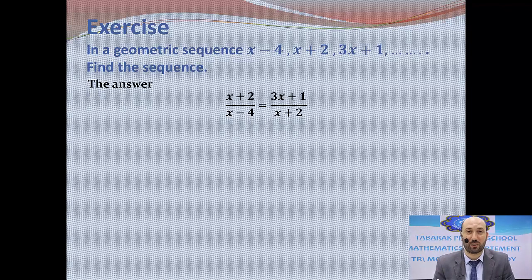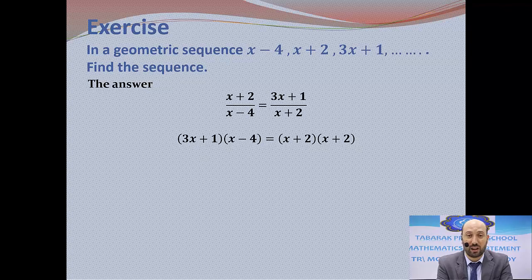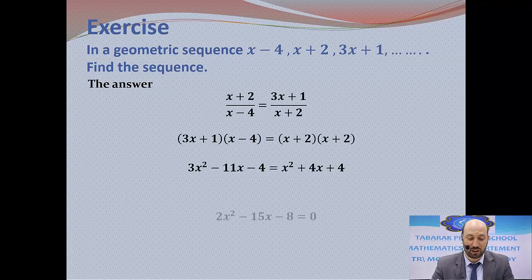It will be x plus 2 divided by x minus 4, second divided by first, equals 3x plus 1 over x plus 2, third divided by second. Cross multiplying here, we will have 3x plus 1 times x minus 4 equals x plus 2 times x plus 2. When we expand it, we will have 3x squared minus 11x minus 4 equals x squared plus 4x plus 4. Now collect all of these terms on one side and simplify it. It will be 2x squared minus 15x minus 8 equals 0.